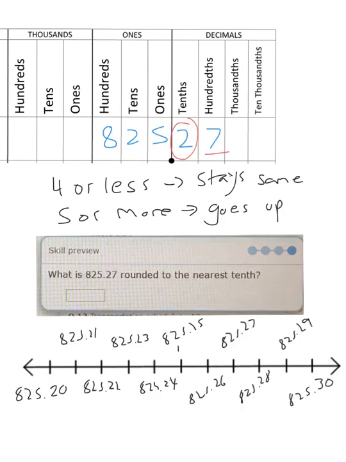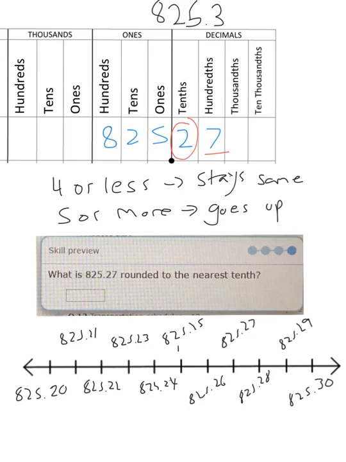And our last example, what is 825 and 27 hundredths rounded to the nearest tenth? Threw it in there, circled the tenth, underlined the hundredth. Again, it's a 7. That means our tenth will go up. So we're saying that 825 and 27 hundredths is closest to 825. Obviously that number stays the same. 0.5, and the 7 makes the 2 go up to a 3. So we're saying it's closer to 825.3.